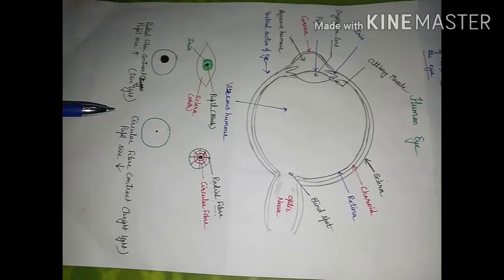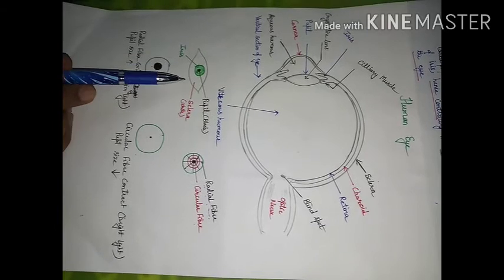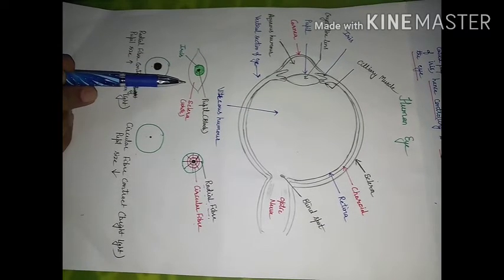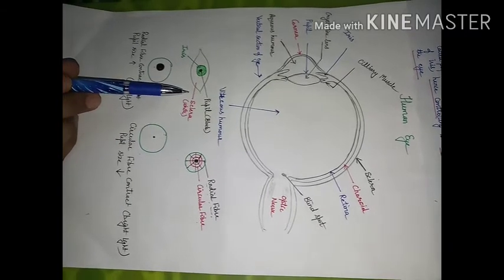So what is function of iris? Function of iris is to control the size of pupil. What is the function of pupil? Function of pupil is to regulate the amount of light that is going to enter in our eyes.